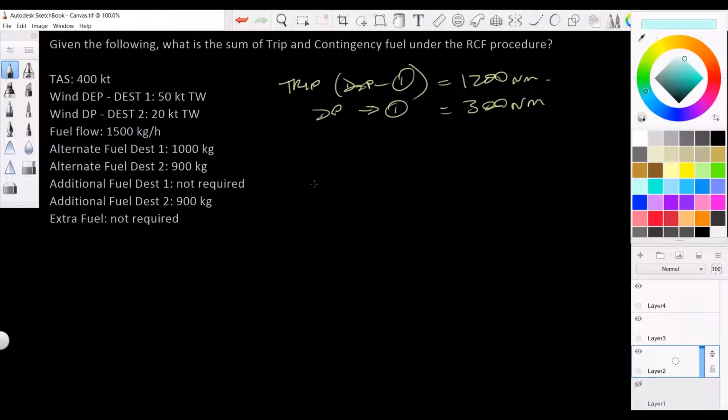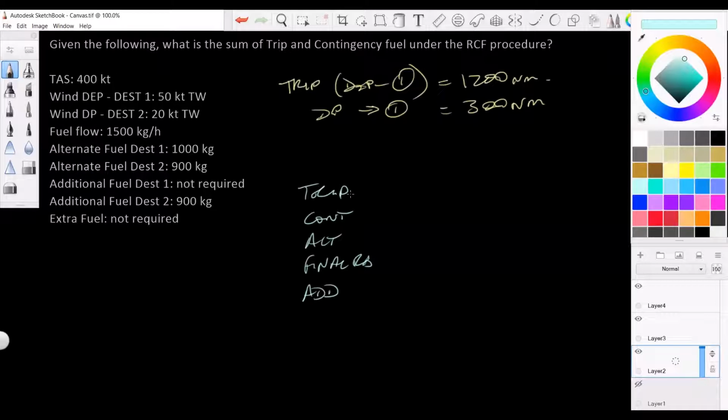So we've got taxi. We're asking for the sum of trip and contingency. Taxi fuel can be assumed the same for both, so we can ignore taxi fuel. So we want trip, contingency, alternate, final reserve, and additional. Now the question says there's no extra fuel required, so we can ignore that.